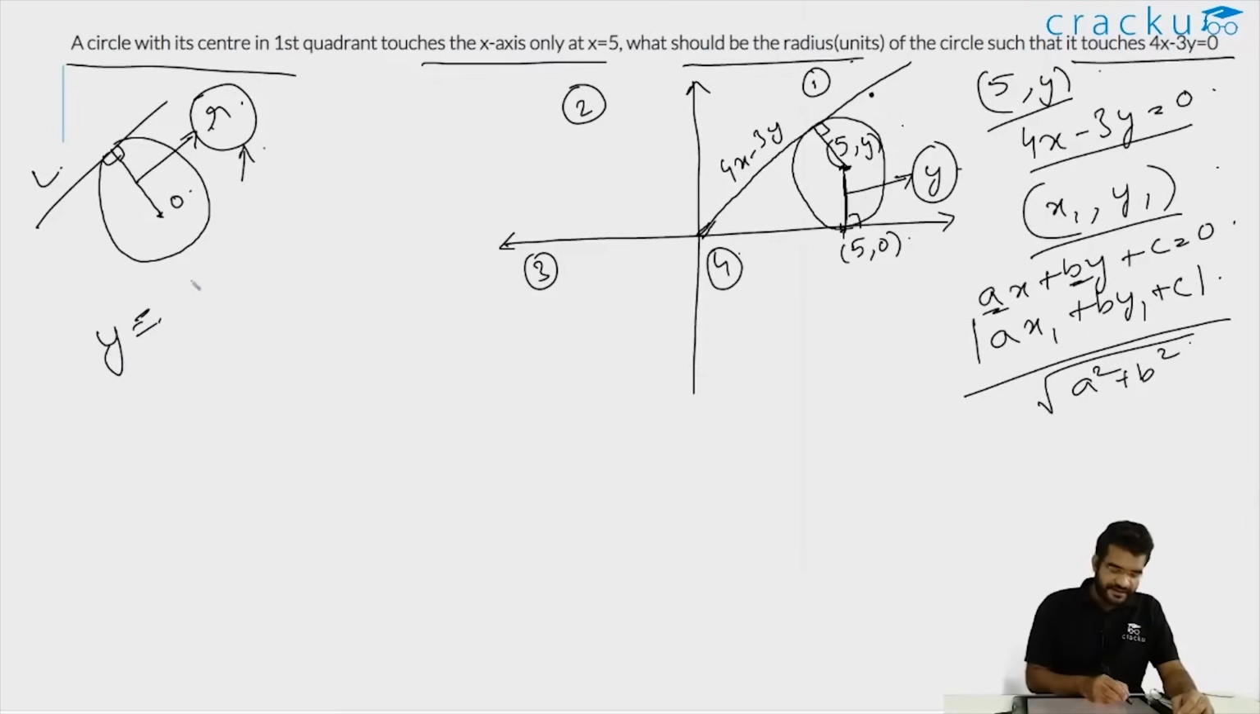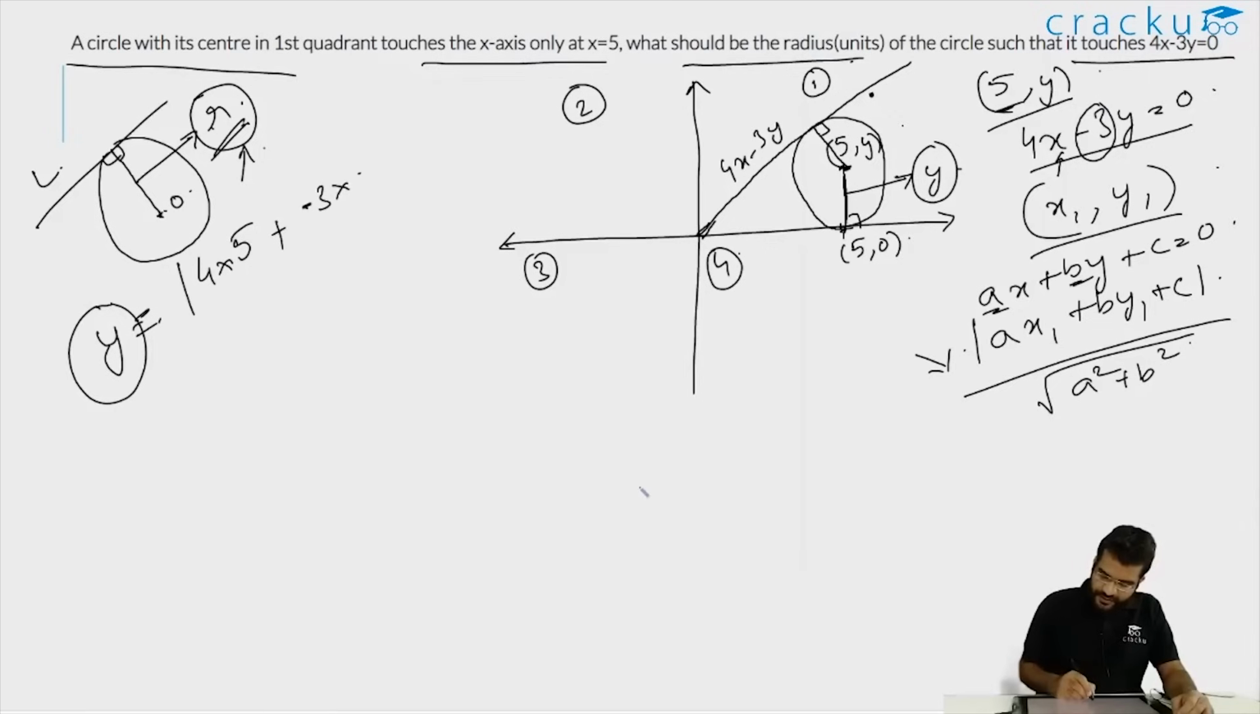So, to calculate the distance of the center to the line, and we are equating it to the radius, which is y, we will just use this given formula, and this will equal the modulus of 4 into x1. What is x1? x1 is 5, plus b, in this case b is minus 3, so minus 3 into y1. What is y1? We have assumed that it equals a variable y, and we want to calculate the value of y, plus c. There is no constant term in the given line. The line passes through the origin, so it is 4x minus 3y equal to 0.